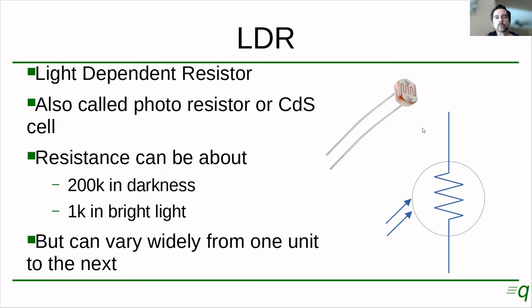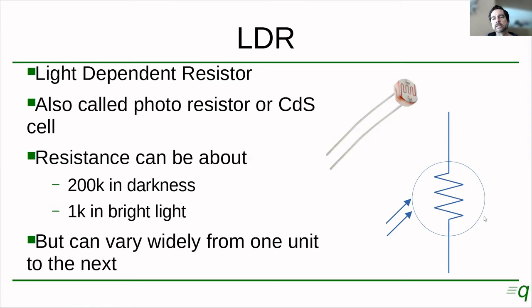So how do these work? These are devices whose resistance varies with light. Okay, so when it is dark, the resistance is going to be high, maybe 200 kilo ohms or something like that. And in bright light, it may be about 1 kilo ohm or so. So these could be used as light sensors.